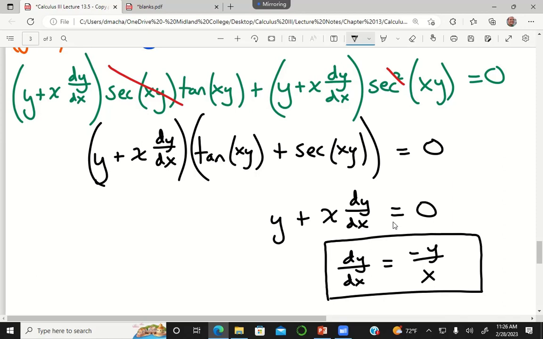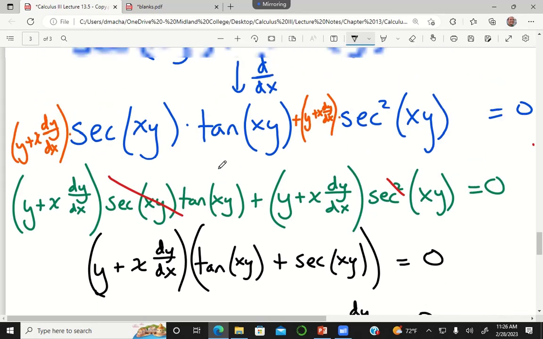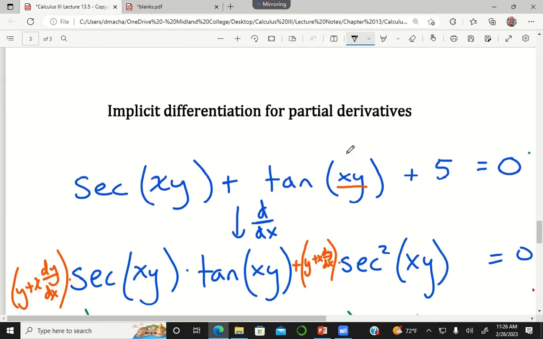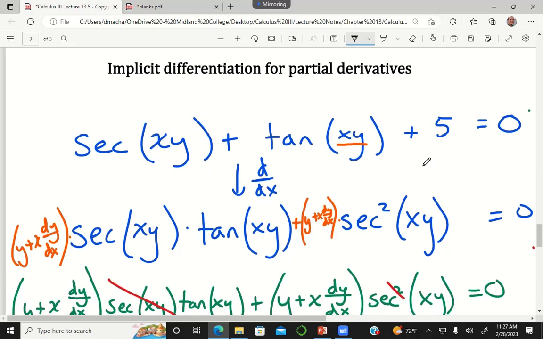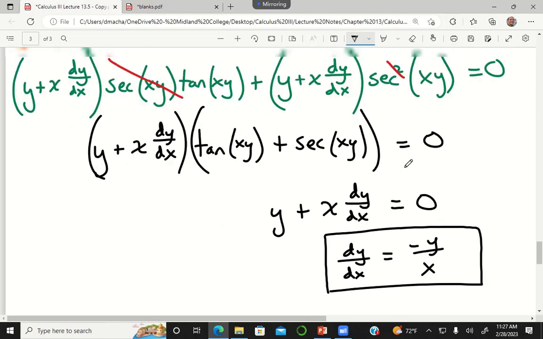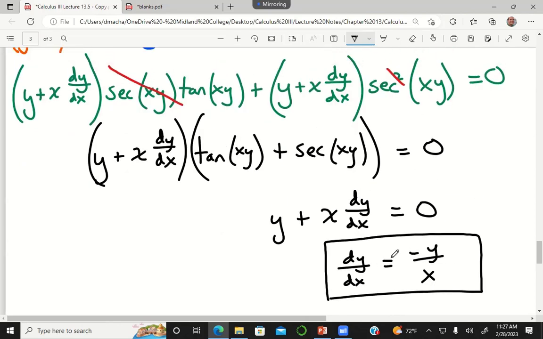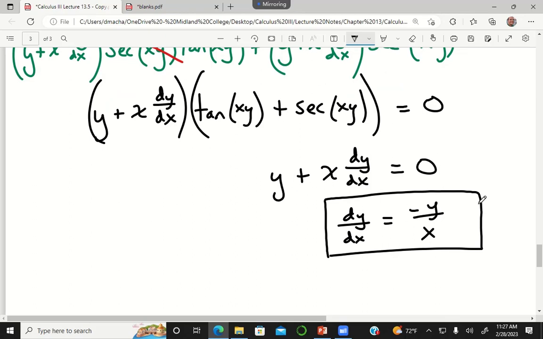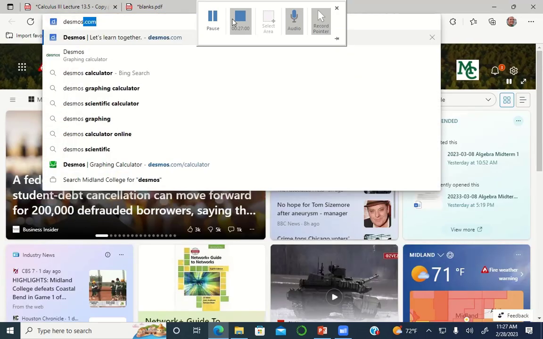So if you know values x and y that satisfy our initial equation that I gave you, the secant xy plus tangent xy plus 5 equals 0, if you know values of x and y that satisfy that original equation, then you can plug in those values of x and y to find out what the slope of that curve should be in the plane. Let's give that a shot. Just check our work, see if we did everything right.